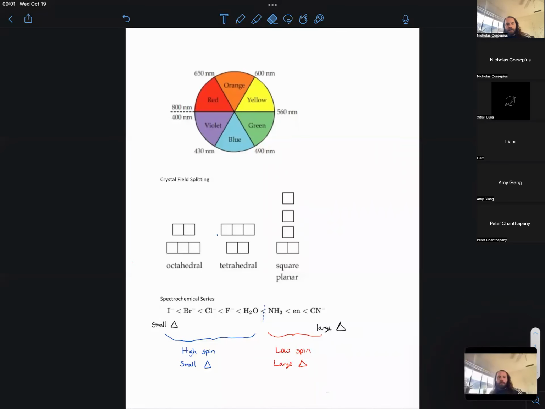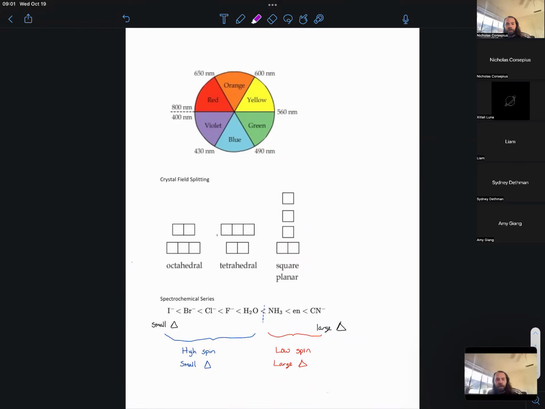All right. And so last time we introduced this concept of crystal field theory. We talked about how it explained two properties of these transition metal complexes. The color of the transition metal complex, because it corresponds to that crystal field splitting energy. And you can use this wheel here. If you know the wavelength of absorption, you can determine what your observed color is.